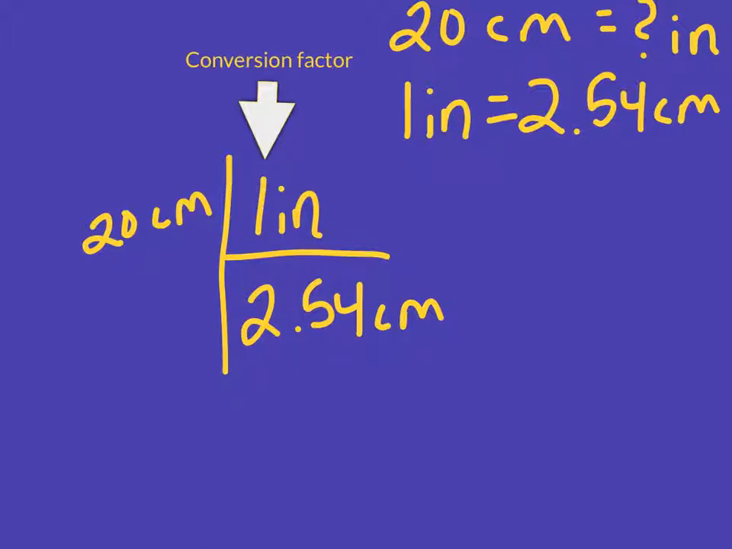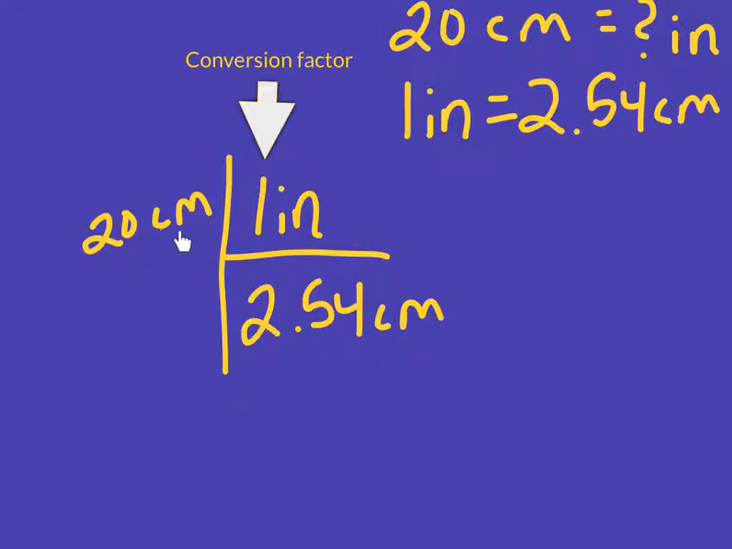Alright, so example number 1 says to convert 20 centimeters to inches. So our job is to find out how many inches is equal to 20 centimeters. We're going to do 2 methods. I'm going to show you the first one, which is called using a conversion factor. We first start up here with the problem. We're asked to find out how many inches equals 20 centimeters. To do that, our book gives us the conversion rate: 1 inch equals 2.54 centimeters.